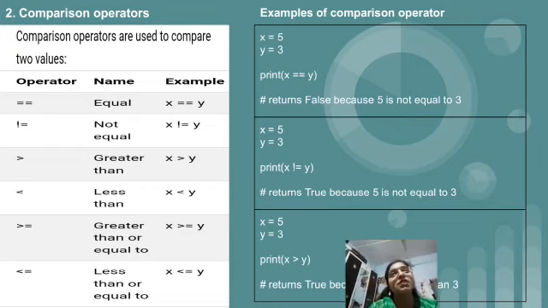We have taken x equal to 5, y equal to 3, then we have printed x not equal to y. So 5 is not equal to 3. Of course 5 is not equal to 3, so it will return the answer as true. After that, x equal to 5, y equal to 3. Now we are comparing x greater than y, that is 5 greater than 3, the condition is true. So the answer will be true.